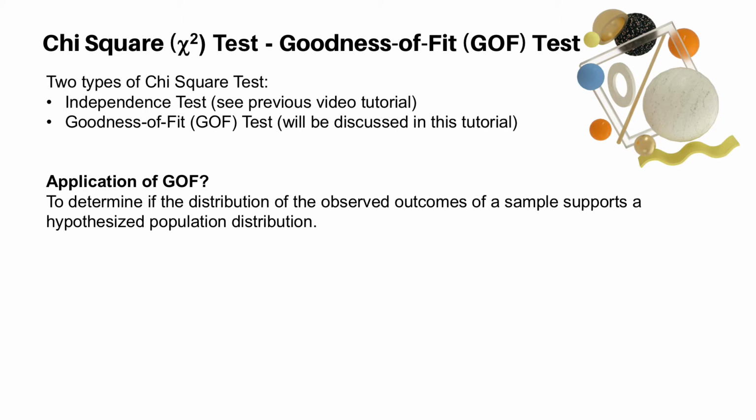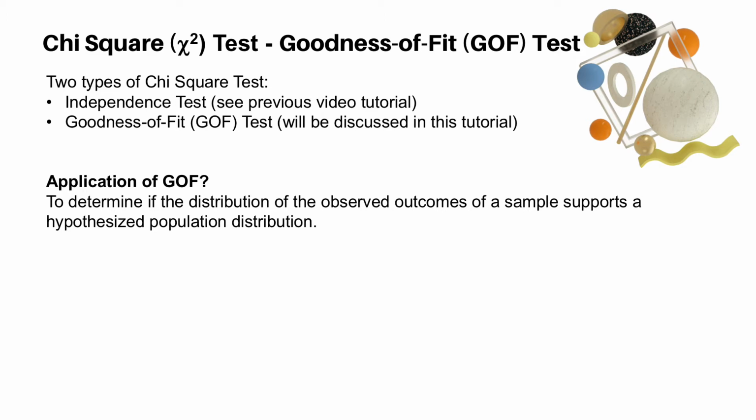Now let's have a look at what is the application of goodness of fit test. Goodness of fit test is a non-parametric test that is used to determine if the distribution of the observed outcomes of a sample supports a hypothesized population distribution.